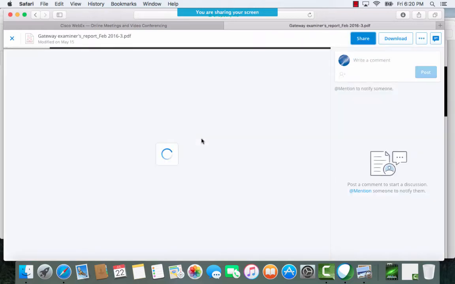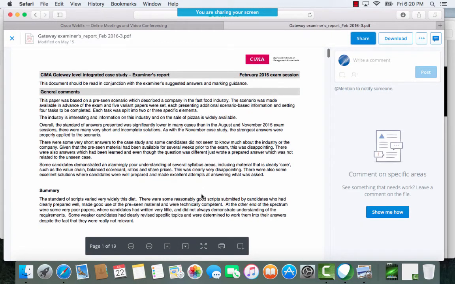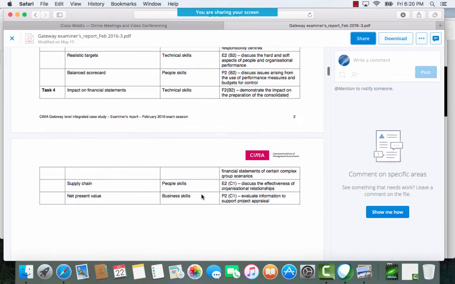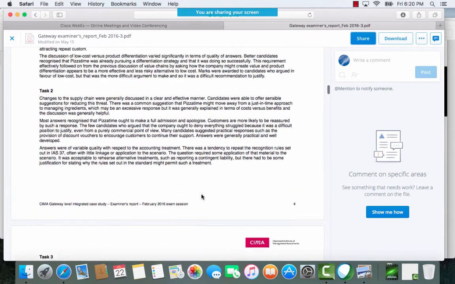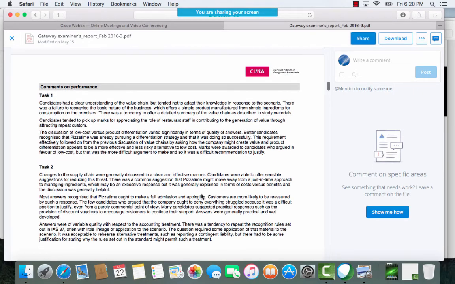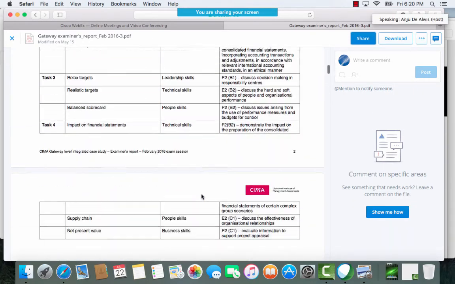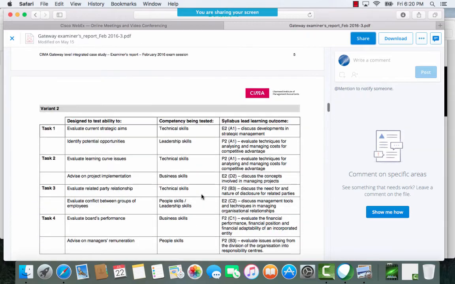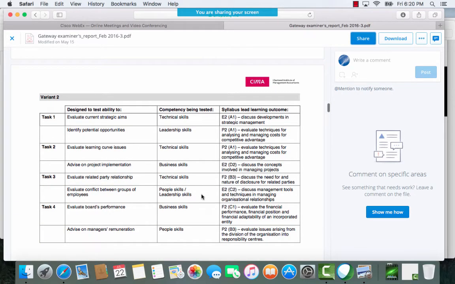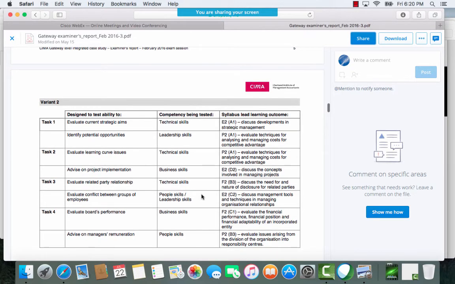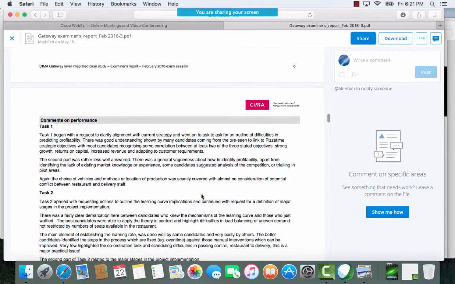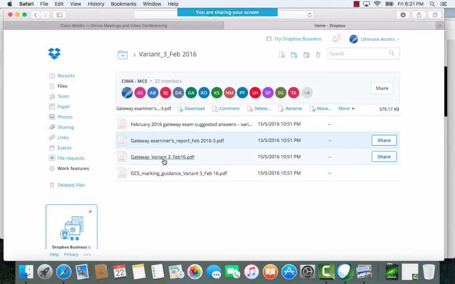Let's go to the examiner's report to see what he's saying about this, whether he was happy. Task 2, variant 1, variant 2, task 2. No, this is not the one. Let's go anyway into my answer.